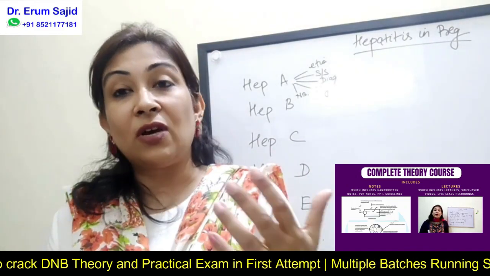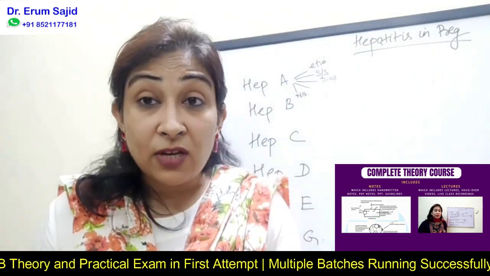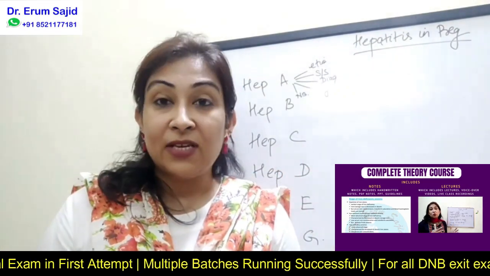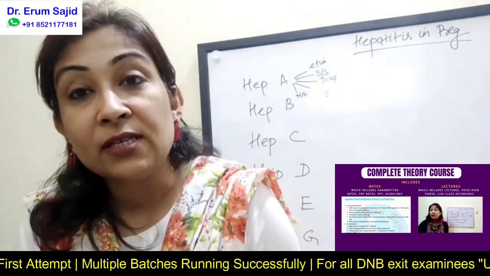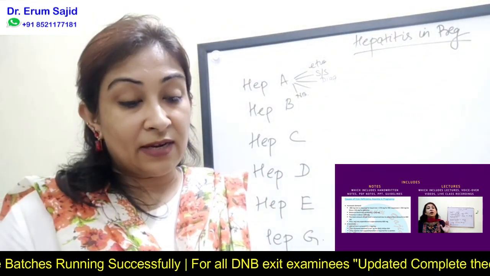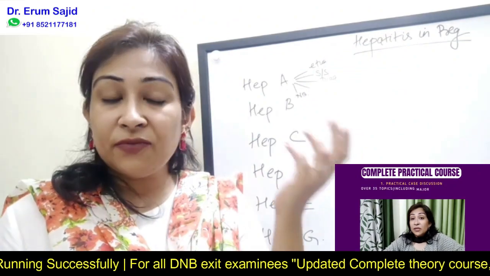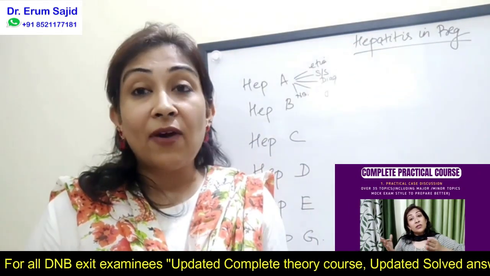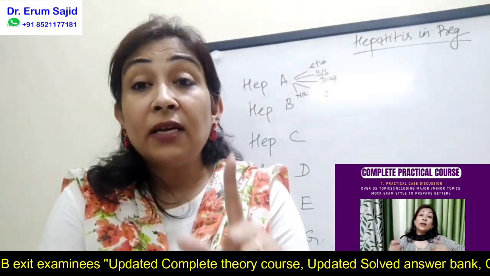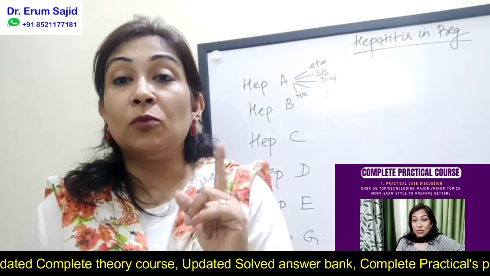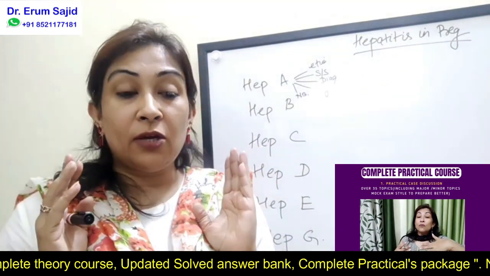SGOT, SGPT, the transaminase levels, increase. Alkaline phosphatase levels increase. Bilirubin increases, and that finally manifests as jaundice in pregnancy. Hepatitis A virus is one of the causes of hepatitis in pregnancy. It's highly contagious, but it's not so morbid. It doesn't cause mortality. It's not that morbid a disease.